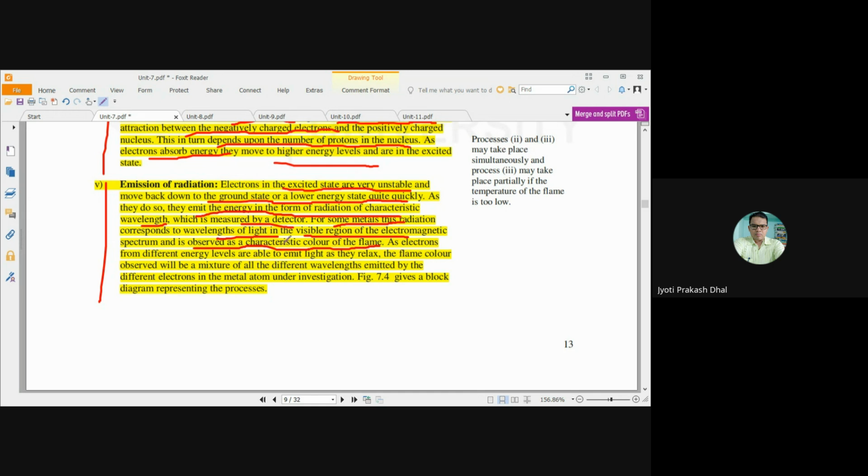That means for some particular metals, when the electrons come back from the excited state to the ground state or some lower energy state, they will emit electromagnetic radiation with characteristic wavelength. And for some particular metals, these characteristic wavelengths fall in the visible region.